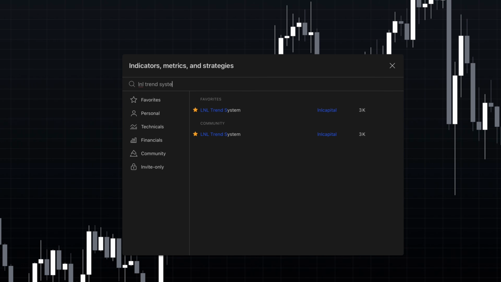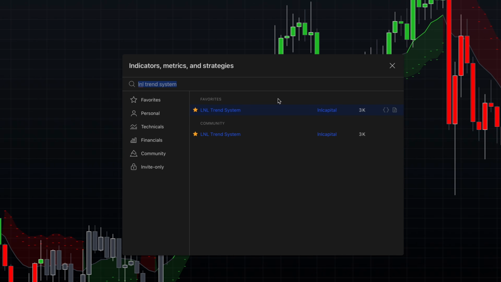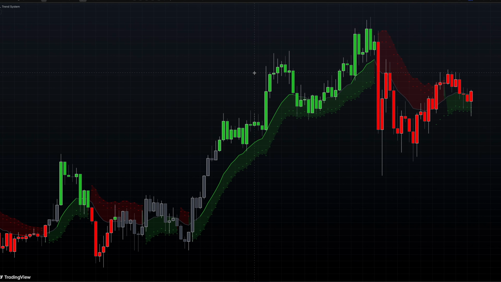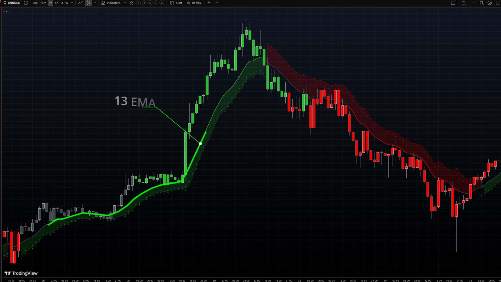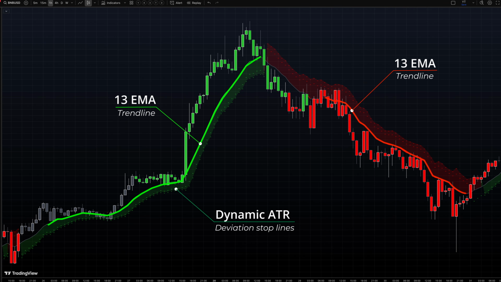Created by L and L Capital, this PineScript indicator combines ATR-based stop lines with multi-time frame trend analysis designed for intraday traders and scalpers. The system operates through two core components, a 13 EMA trend line and dynamic ATR deviation stop lines that adjust based on previous bar ATRs and price position relative to the moving average.